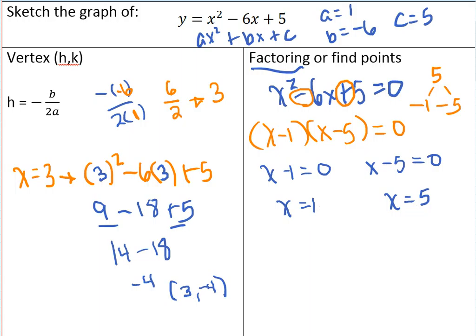Let's go graph them. We're going to plot 3, negative 4 first. We go right 3, down 4. And we said our roots are at 1 and 5. So let's graph that now. We go up on this side and we go up through the point. And here we go over, up, and through the point as best we can without going past the next number. So there's our graph.